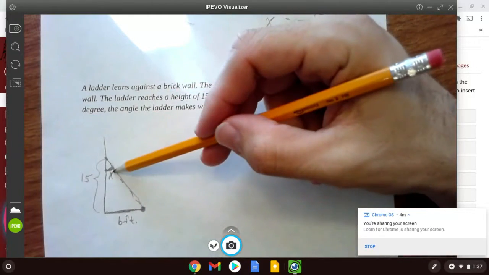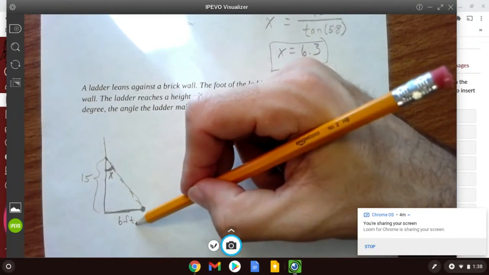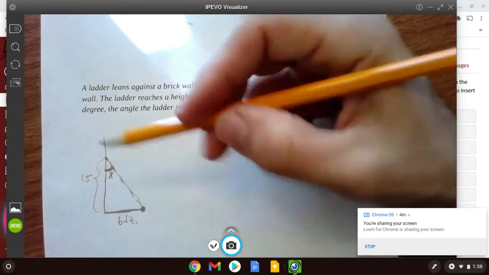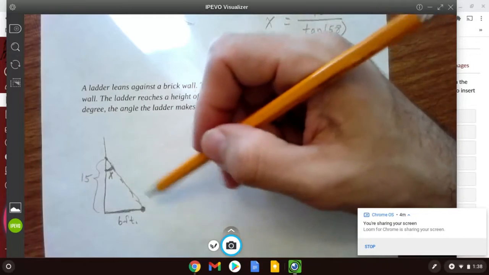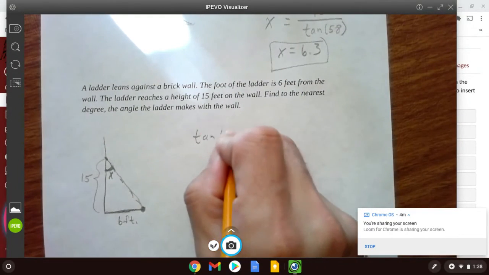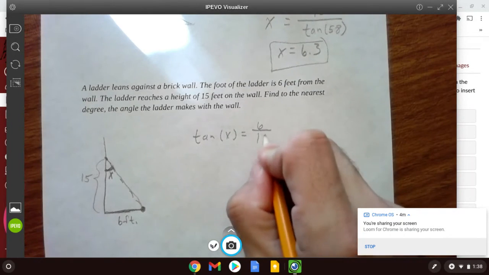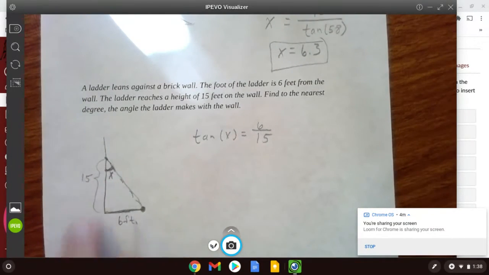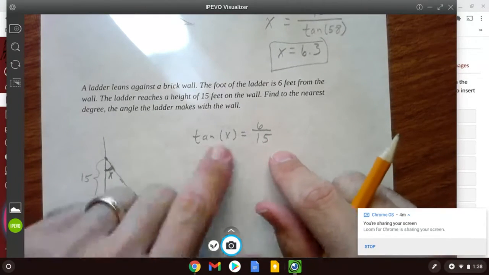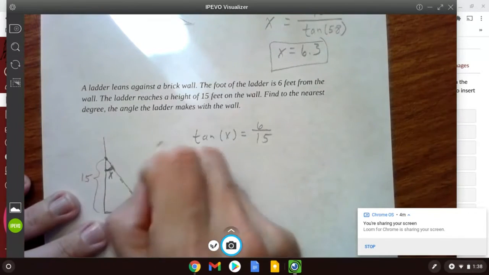So from x, we've got 6 as our opposite side, and 15 as our adjacent. The ladder itself would be the hypotenuse there. So we're going to use tangent of x equals 6 over 15, opposite over adjacent. You could simplify this if you wanted to, but it doesn't matter. We're going to use the inverse tangent here.